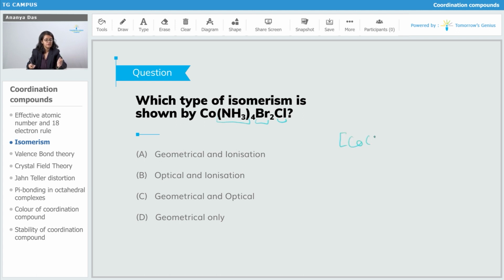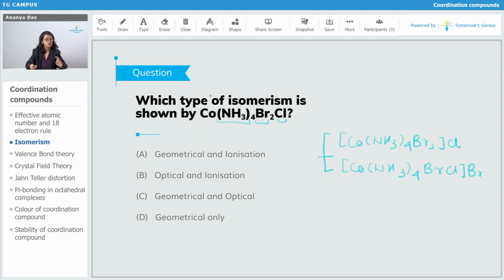Now either I can form [Co(NH3)4Br2]Cl, or I can take one of the bromines outside and put the chlorine inside. NH3 cannot be put outside because the neutral ligand does not satisfy the primary valency. So either it has to be bromine or it has to be chlorine. If I take one chlorine and put it inside, and in exchange put one bromine outside, then you can see these both are ionization isomers. So they are going to show ionization isomerism. So your options can be either A or B.